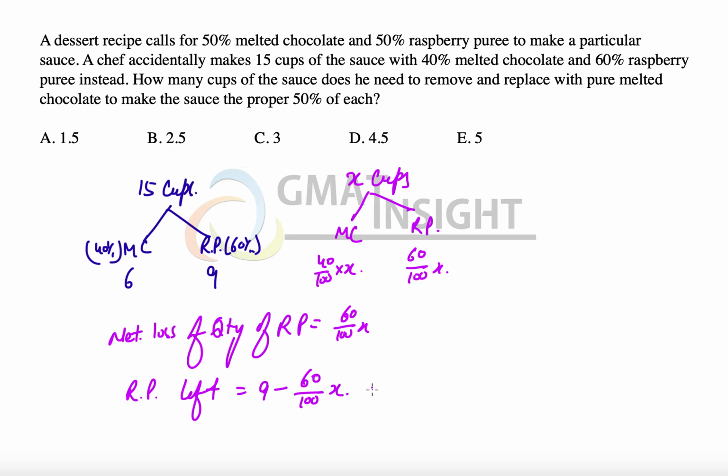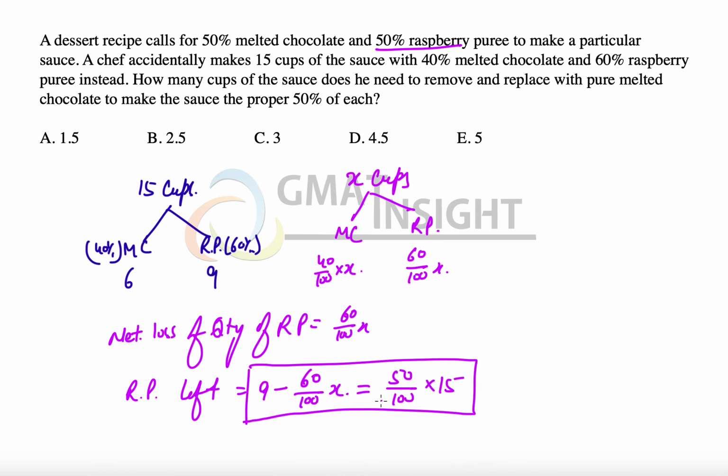So this much raspberry puree should actually represent 50% of the total mixture, which will be 15 cups after the replacement, for the desired outcome. And now we have this equation that we need to simplify to find the value of X.